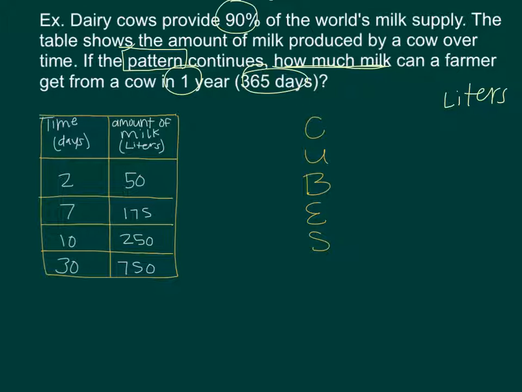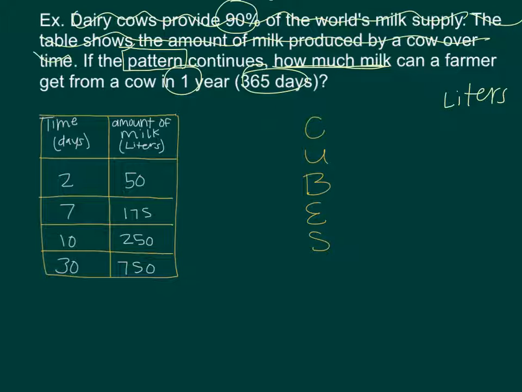I'm going to X out any unneeded information. Dairy cows provide 90% of the world's milk supply. That is not important. It's a nice fun fact. We don't need it. The table shows the amount of milk produced by a cow over time. Don't need that. If the pattern continues, how much milk can a farmer get from a cow in 1 year? That's important. Okay. So now let's set it up and solve.